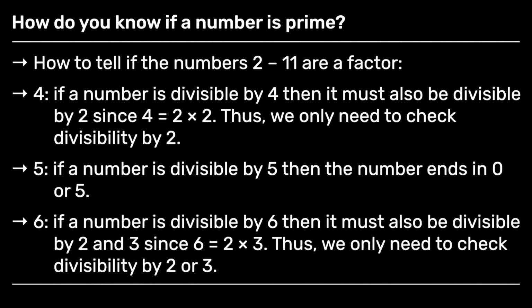6. How do we know if a number is divisible by 6? Well, if it's divisible by 6, it must already be divisible by 2 and 3. So again, we don't really need to check divisibility by 6. We just have to check it's divisible by 2 and 3. So is it even? And do the digits add up to a number divisible by 3?